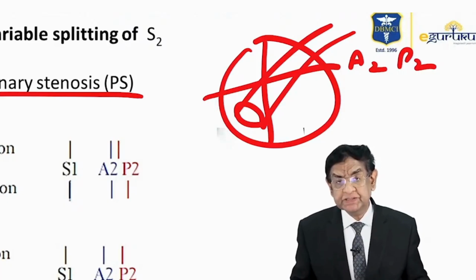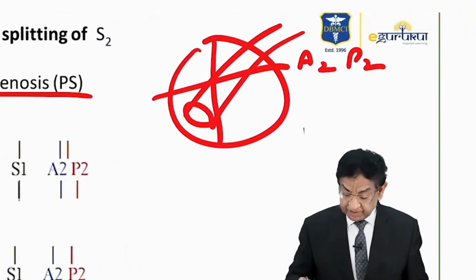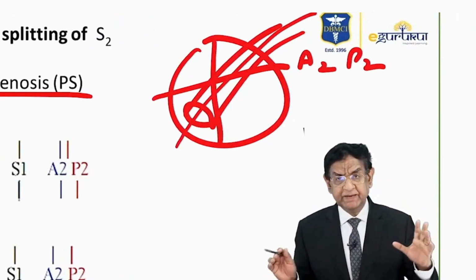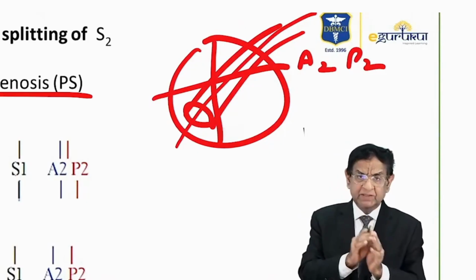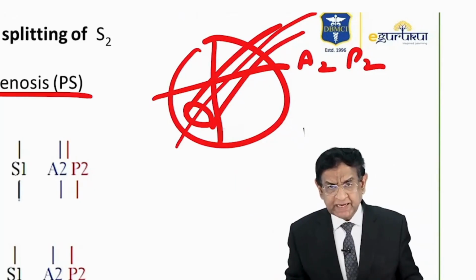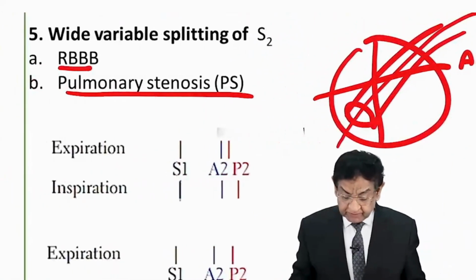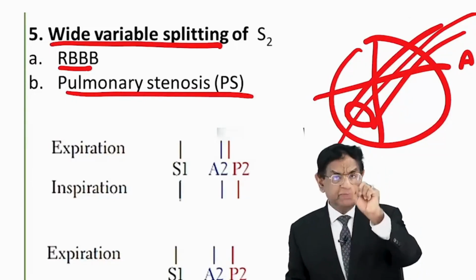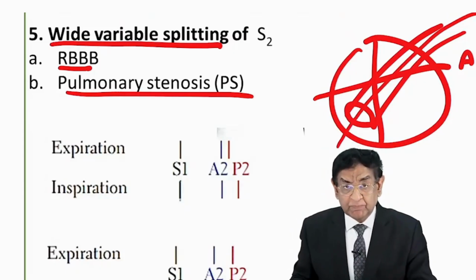Now pulmonary stenosis is there. Now it will take much longer time. Blood is there, but now a narrow valve is there, so blood will take longer time to go out. So that's why there will be wide splitting, but it will be variable. Variable will be the same as what we saw in normal.